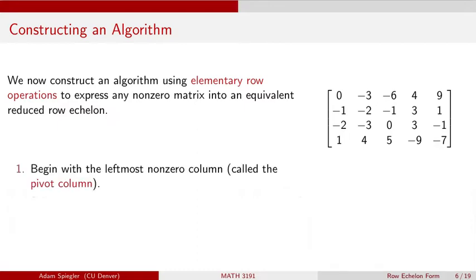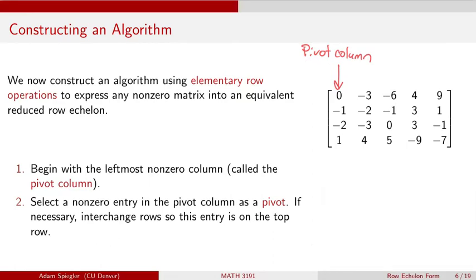So the first step here is we are going to begin with the leftmost non-zero column. We're going to call this the pivot column. And since our leftmost column over here has non-zero entries in it, this is our pivot column. If I had a matrix where the first column were all zeros, then for the pivot column I would go to the right and keep going to the right until I reach a column where there is some non-zero entry in that column. So our pivot column has a 0 in the top row.